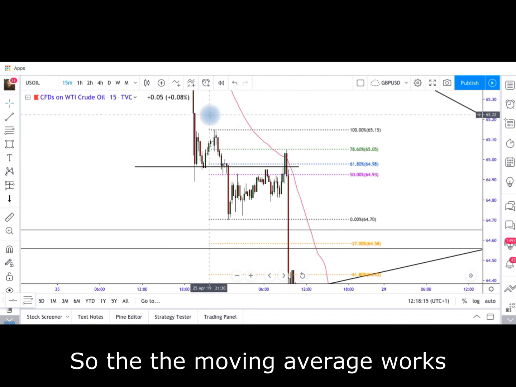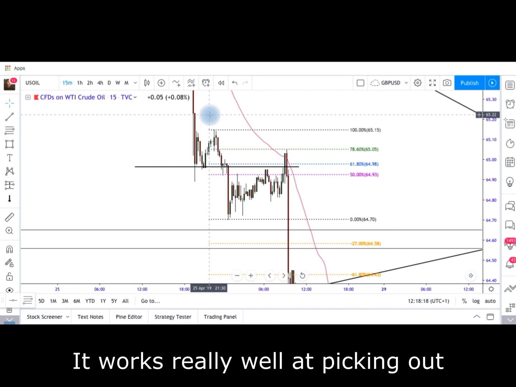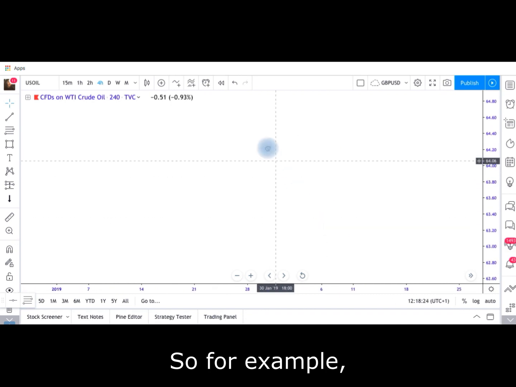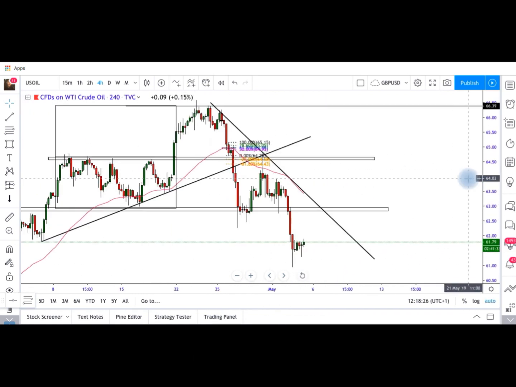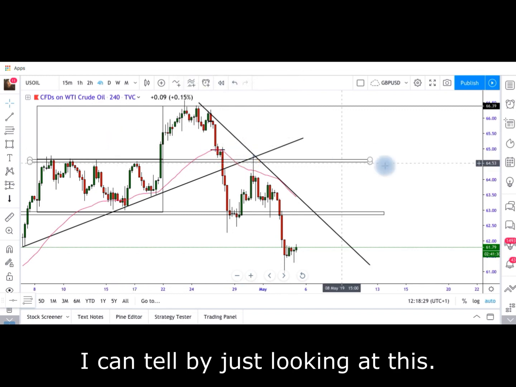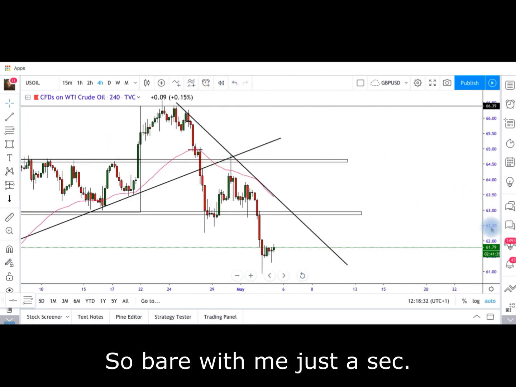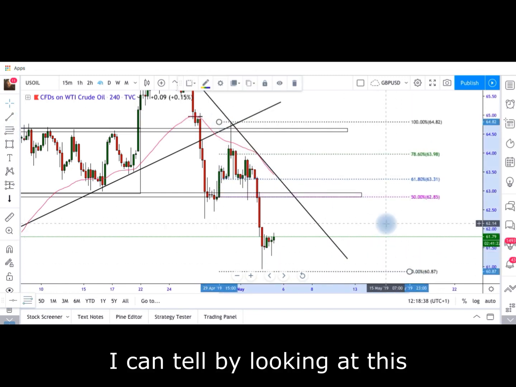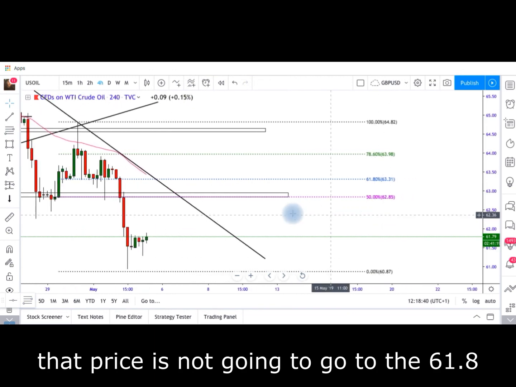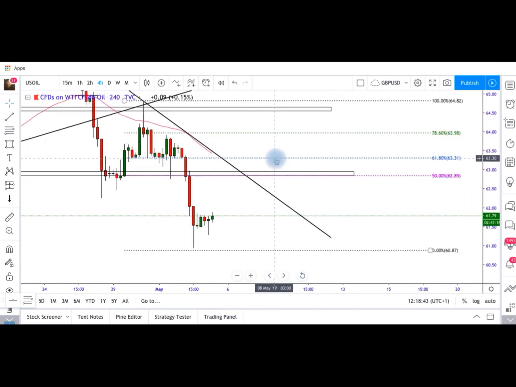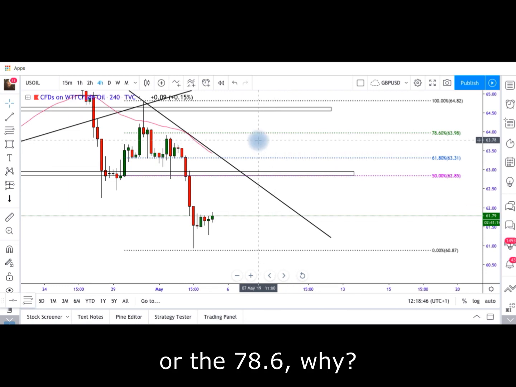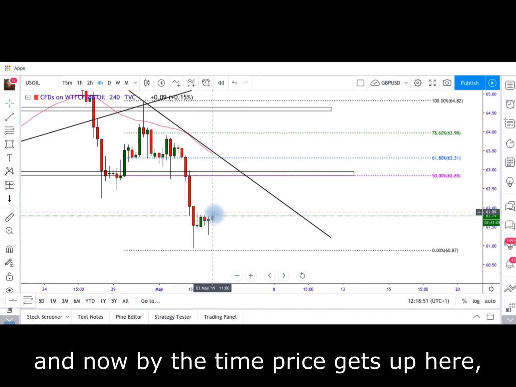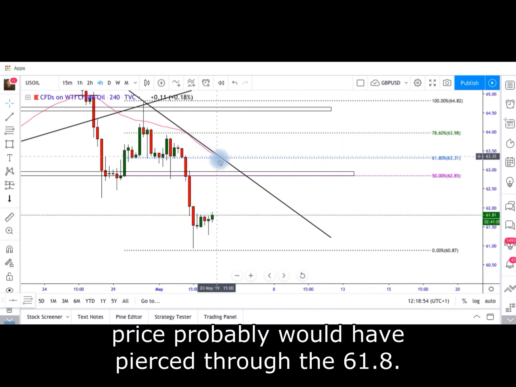So the moving average works really great as dynamic support and resistance. It works really well at picking out which fib level you think it's going to go to. So, for example, I can tell by just looking at this, so bear with me just a sec. If I fib this, I can tell by looking at this that price is not going to go to the 61.8 or the 78.6. Why? How do I know that? Well, it's because the 4-hour EMA has already pierced through the 78.6, and now by the time price gets up here, price probably would have pierced through the 61.8 too.